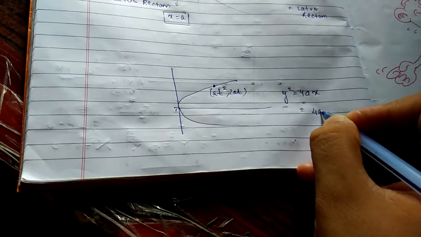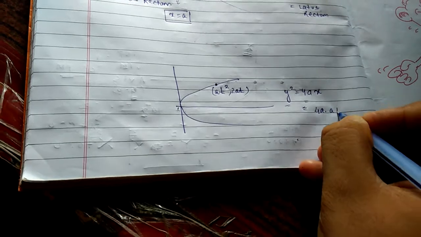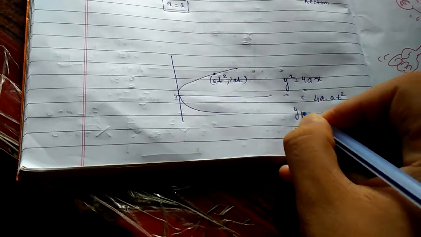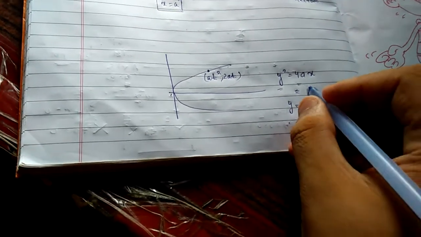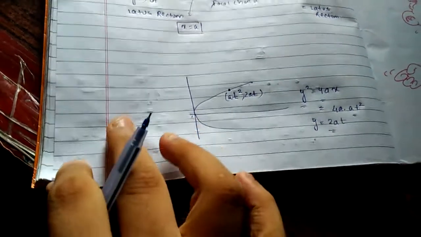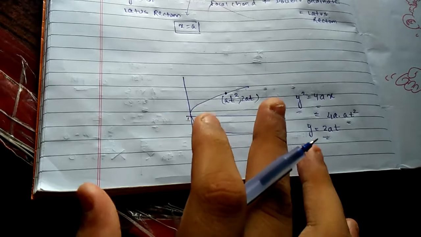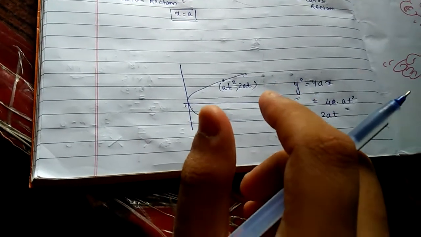Like 4a, multiply a, like x equal to a t square, not always some constant square. Okay, so you are going to get y equal to 2at. So this is the parametric form, x equal to at square and y equal to 2at. Next, this parametric form is very important and special for most of the problems.